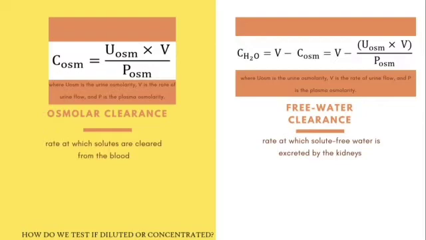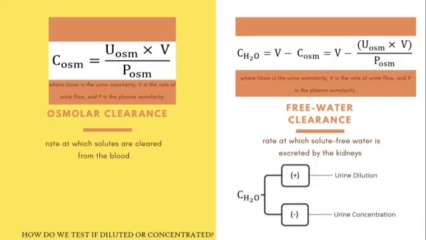As you can see, when there is a positive value, this indicates that excess water is being excreted by the kidneys, forming a dilute urine. On the other hand, a negative free water clearance means that there are excess solutes being removed by the kidneys, conserving water and concentrating the urine.